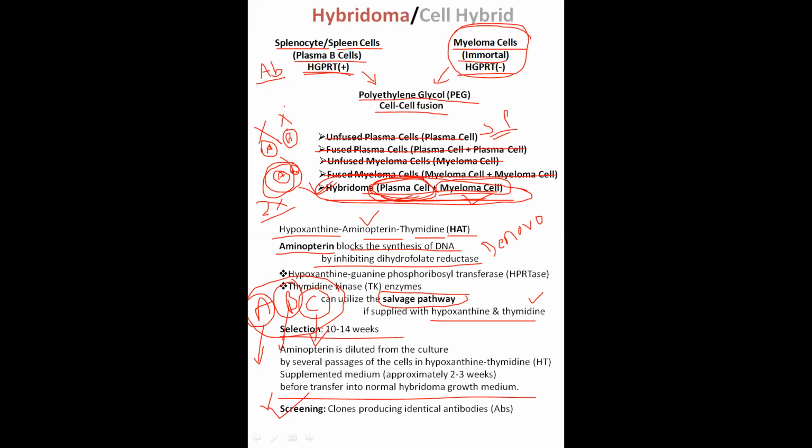So hybridoma technology is a method by which we prepare identical antibodies by selecting and screening the B cells that have very high affinity toward a specific antigen.